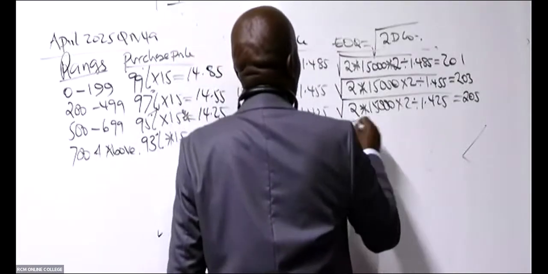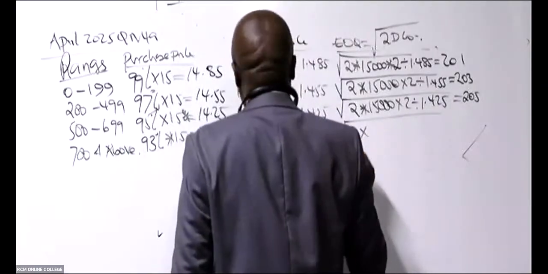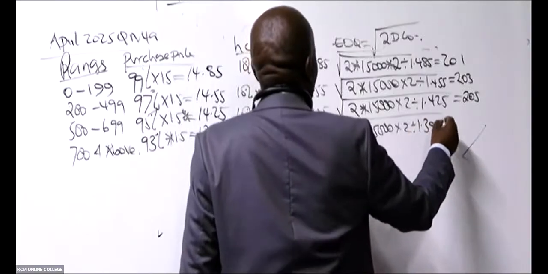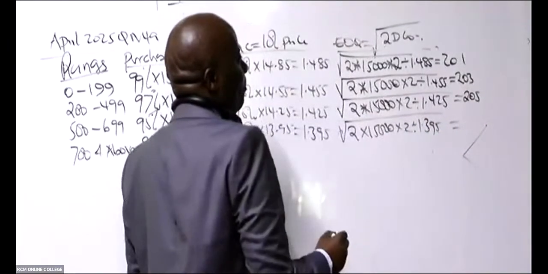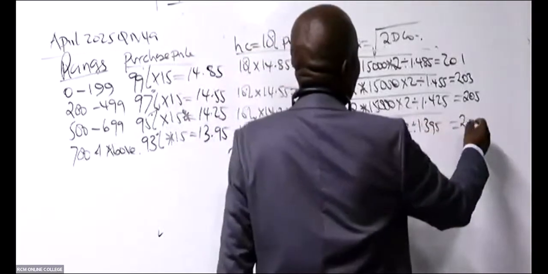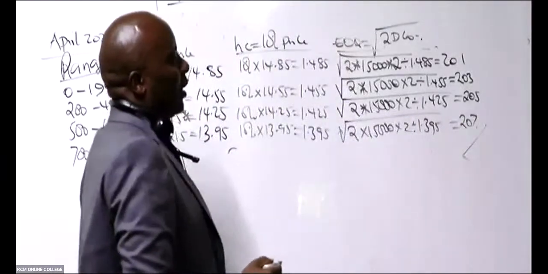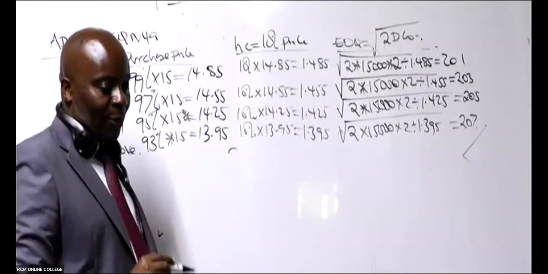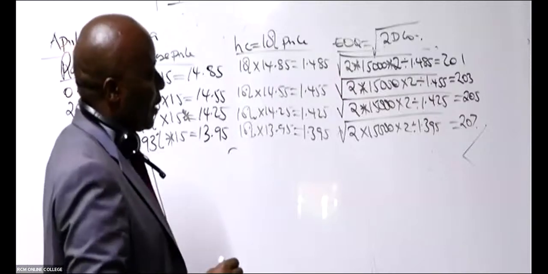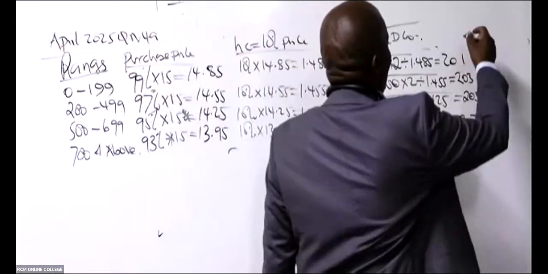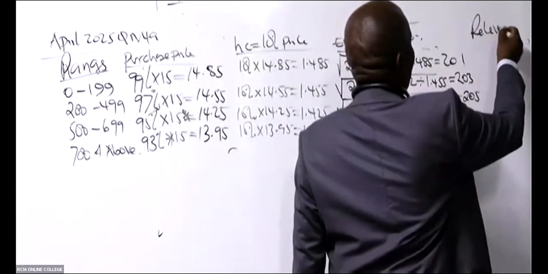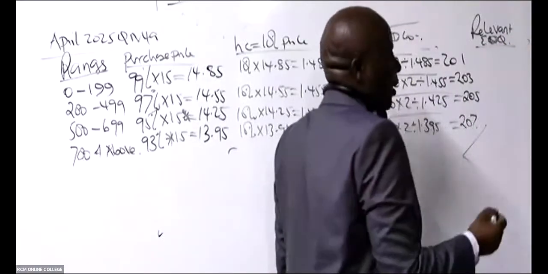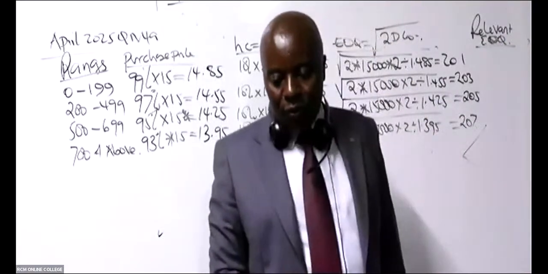The last one, square root of 2 times 15,000 times 2 divided by 1.395. So what figure are we able to get here? 207. Great. Then go ahead and give us the very last column for this table 1. Give us what we call the relevant EOQ. For each class, give us the relevant EOQ.